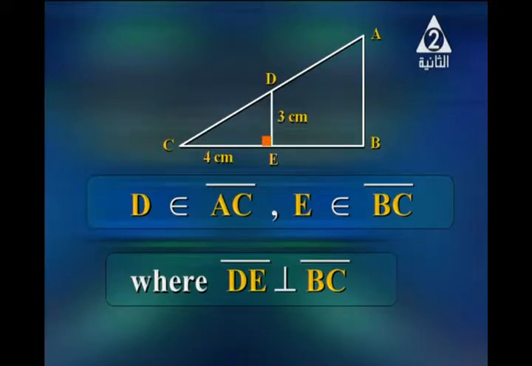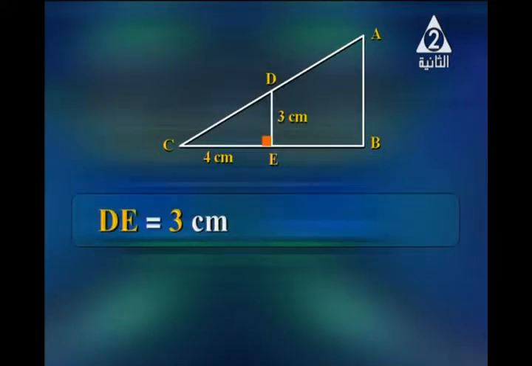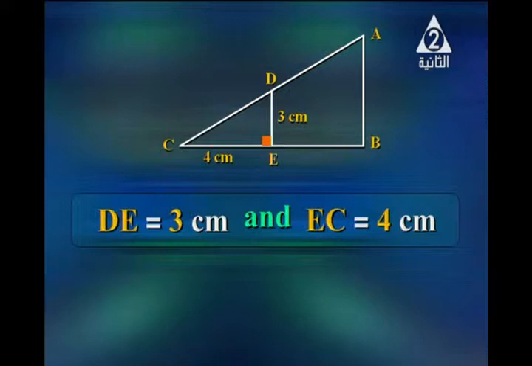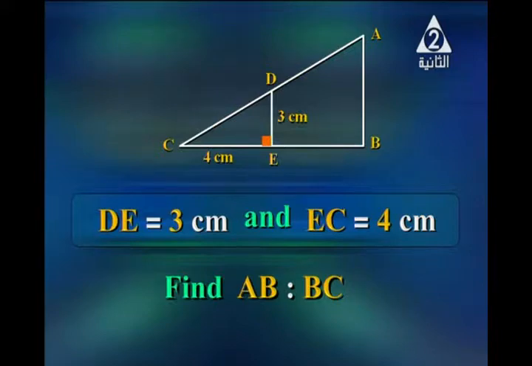يعني therefore measure of angle DEC is 90 degrees. DE equals 3 centimeters and EC equals 4 centimeters. Find AB to BC. Find the ratio between AB and BC.